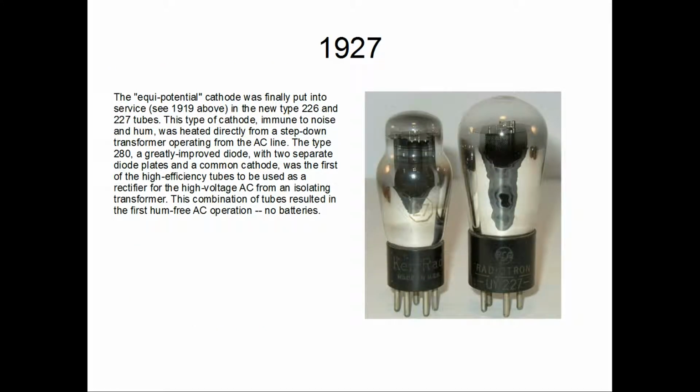In 1927, the equipotential cathode was finally put into service in the new type 226 and 227 tubes. This type of cathode, immune to noise and hum, was heated directly from a step-down transformer operating from the AC line. The Type 280 was the first of the high-efficiency tubes to be used as a rectifier for the high-voltage AC from an isolating transformer. This combination of tubes resulted in the first hum-free AC operation, no batteries.